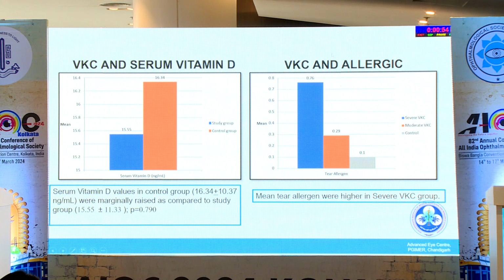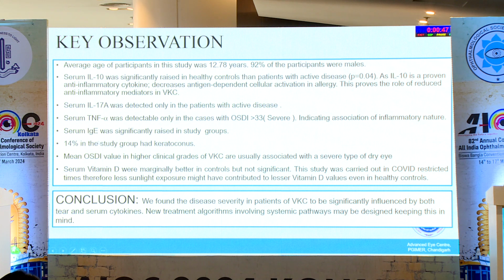And coming to these allergic factors, the mean tear allergen was higher in the severe VKC group compared to the moderate VKC group. In our study, we observed that serum IL-10 was significantly raised in healthy controls compared to patients with active disease, as IL-10 is an anti-inflammatory cytokine, which decreases the antigen-dependent cellular activation in allergy. Also, serum interleukin-17A was detected only in patients with active disease. Serum TNF-alpha was present in cases with severe dry eye with OSDI score of more than 33. Serum IgE was raised in study groups.